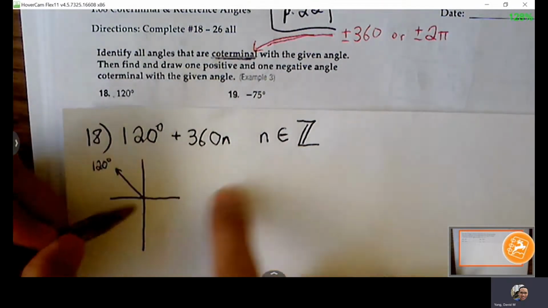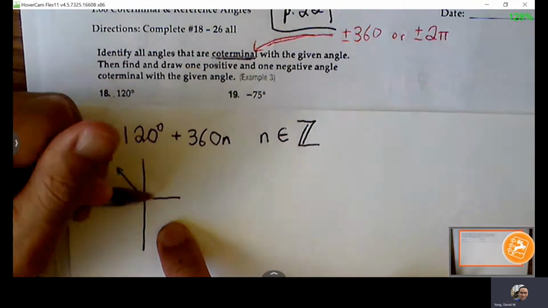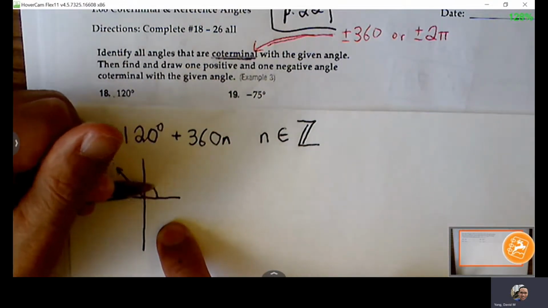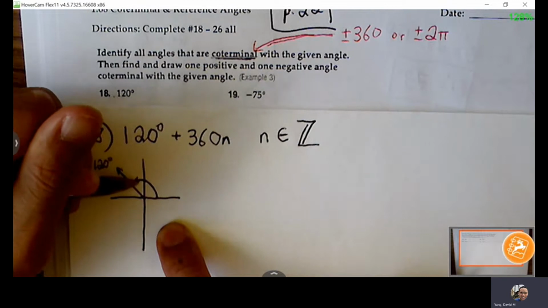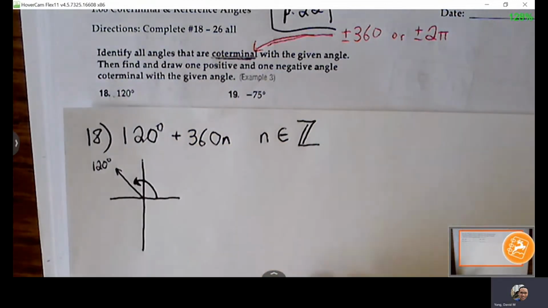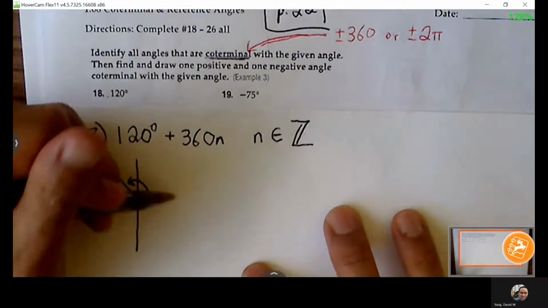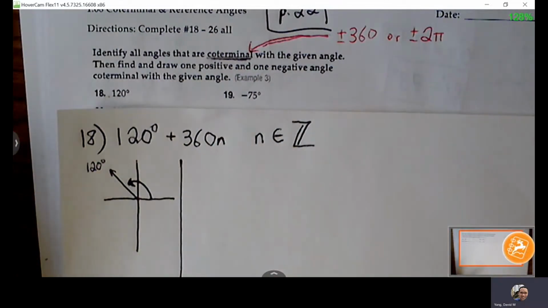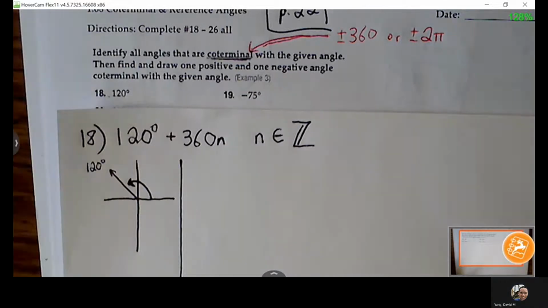And I'm going to indicate how we're going to get there. 120 degrees is from the initial side to the terminal side. Okay, that's how we get to 120 degrees. All right. Let's create a coterminal angle for that.